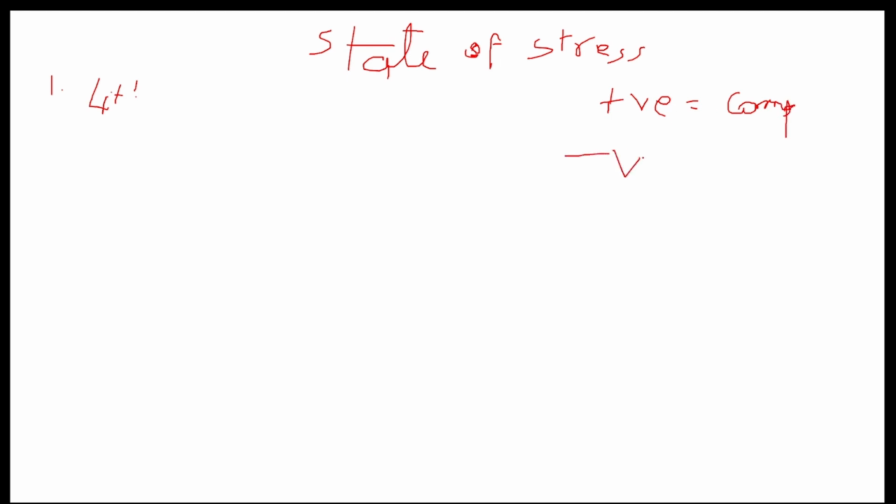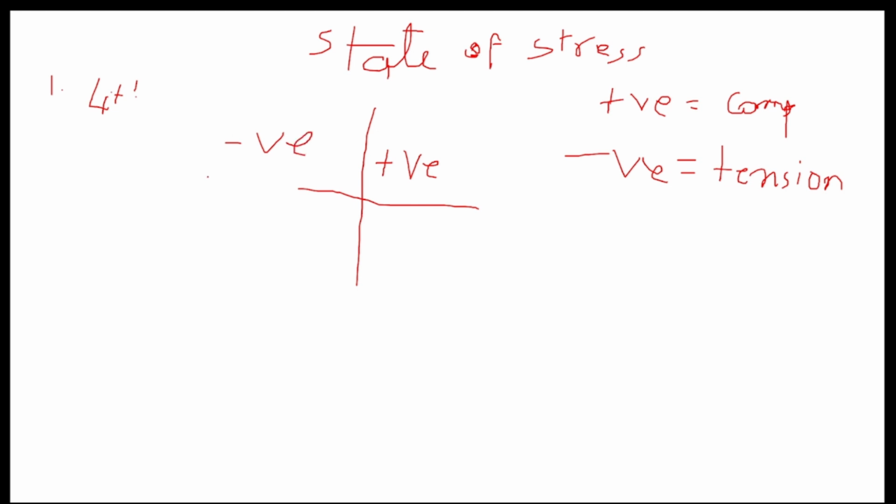and tension as negative. In engineering geology it is opposite, where we take compression as negative and tension as positive, but for structural geology we take positive as compression and negative as tension. Also, all the values which are taken on the right side are positive and those on the left side are negative. So let's begin with our first state of stress, that is lithostatic or hydrostatic.